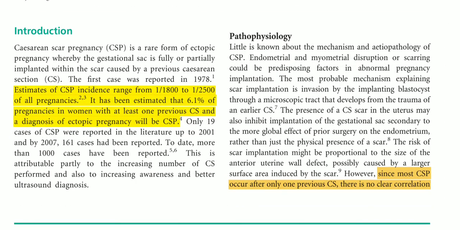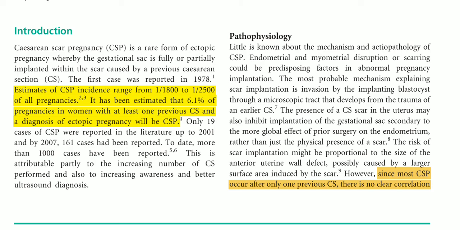Little is known about the mechanism and etiology of cesarean scar pregnancy. Endometrial and myometrial disruption or scarring may be the predisposing factor in abnormal pregnancy implantation, and the most probable mechanism explaining scar implantation is invasion by the implanting blastocyst through a microscopic tract that develops from the trauma of the earlier cesarean scar.